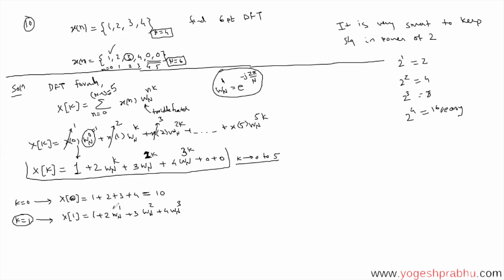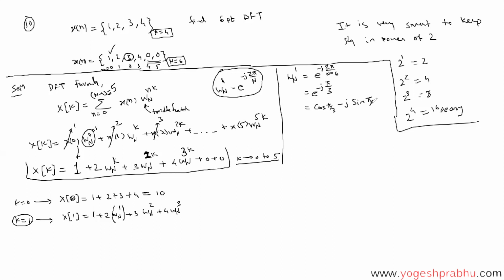Now all we have to do is find what is Wn to the 1. And this is what I was saying, that it's going to be a task. Okay, so I'll tell you what is Wn to the 1 over here. Wn to the 1 is e to the negative j 2 pi by N, and N is 6. So you get this as e to the negative j pi by 3. Cos pi by 3 minus j sine pi by 3.